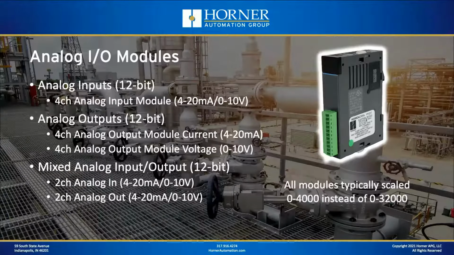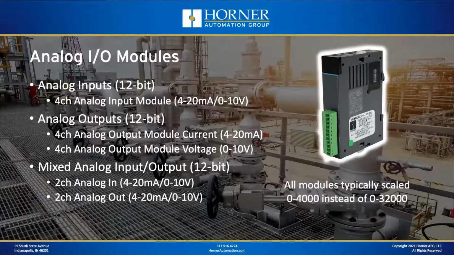Now let's get into the analog options. The standard analog input modules are all 12-bit, as are the output modules. On the analog input, it's 4-channel, and every channel is selectable channel by channel for 4 to 20 milliamp or 0 to 10 volt operation. The analog output cards are dedicated to either current mode or voltage mode, although there is a mixed module that has 2 inputs and 2 outputs, where every channel input and output is selectable between current and voltage.